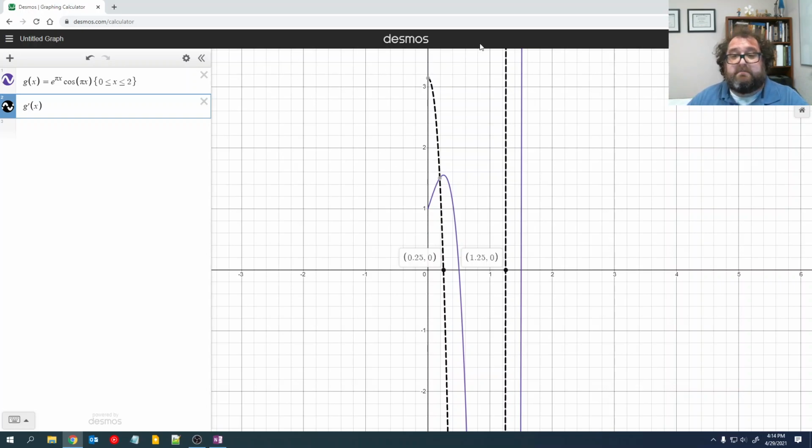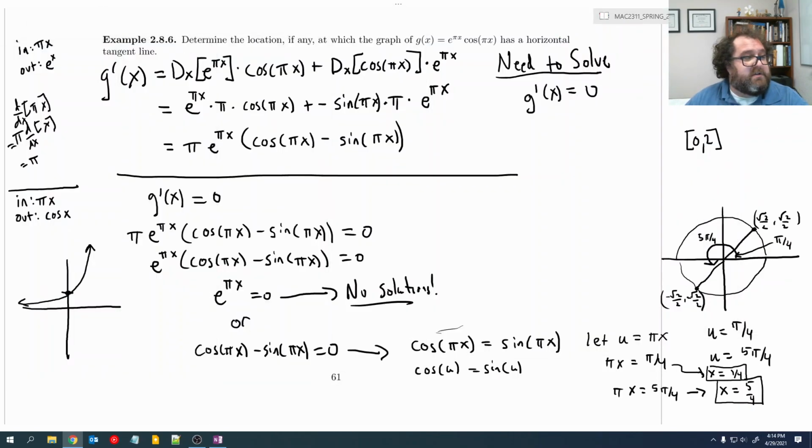Super important connection there. All right, so those are our two examples for today's video, finding where we have horizontal tangent lines, as well as finding the equation of the tangent line, both using the chain rule.